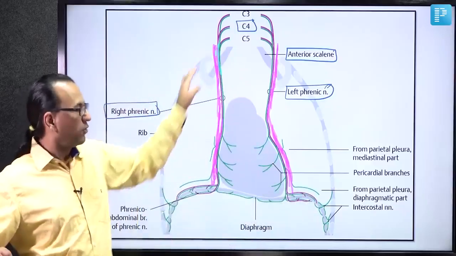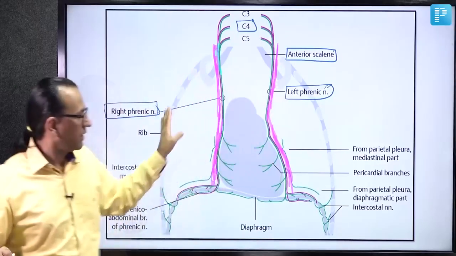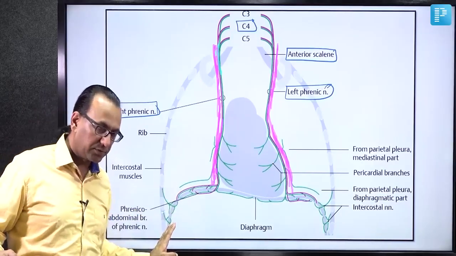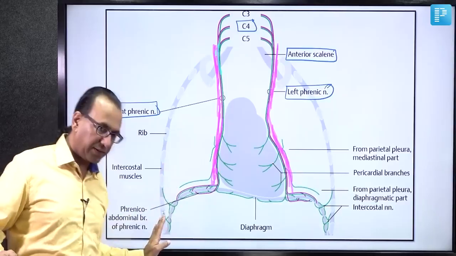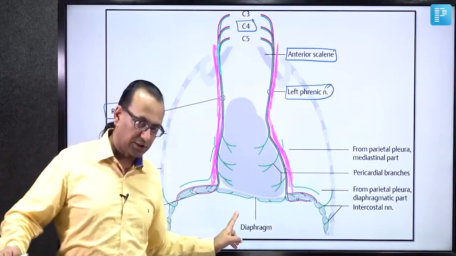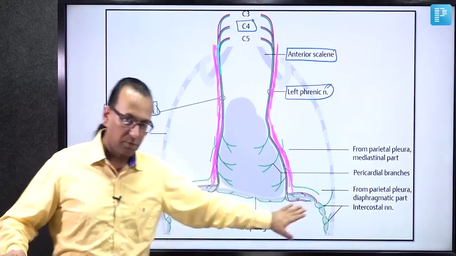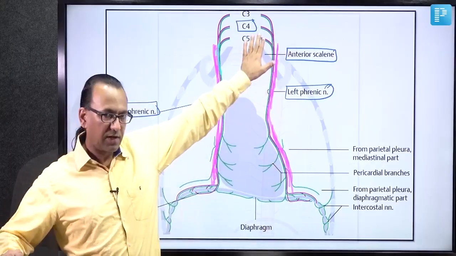Remember, the peripheral pleura, the costal pleura, will be supplied by the intercostal nerve, and similarly the peripheral peritoneum will be supplied by the intercostal nerve. So the intercostal nerve supplies the sensation of the peripheral diaphragm, peripheral peritoneum, and peripheral pleura, whereas the sensation of the central peritoneum, central diaphragm, and central pleura, the mediastinal pleura, is supplied by the phrenic nerve.